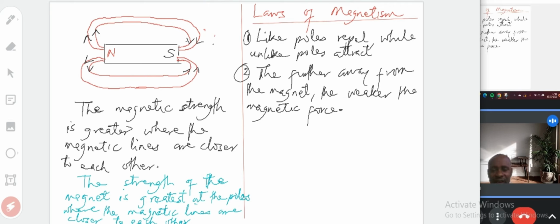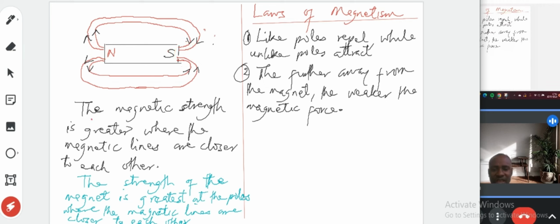Now the strength of the magnet is greater where the magnetic lines are closer to each other. Look at these magnetic lines. Around which area are the lines closer to each other? Where the north and south is. Yes, so around the poles. The lines are closer to each other around the poles.